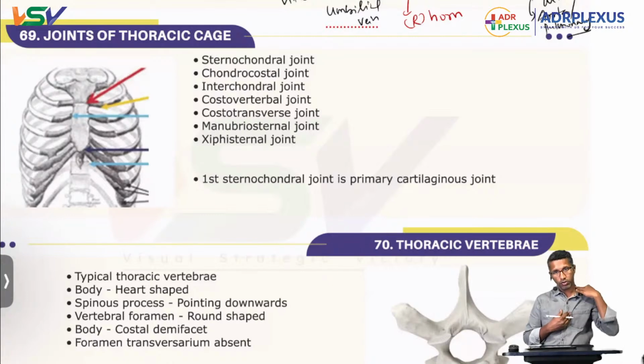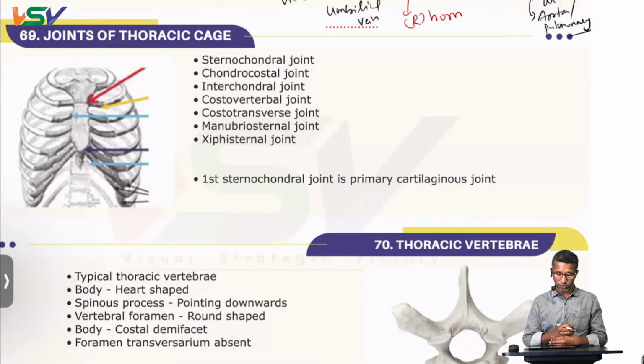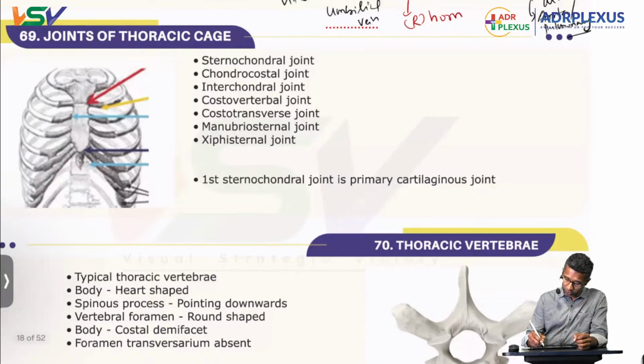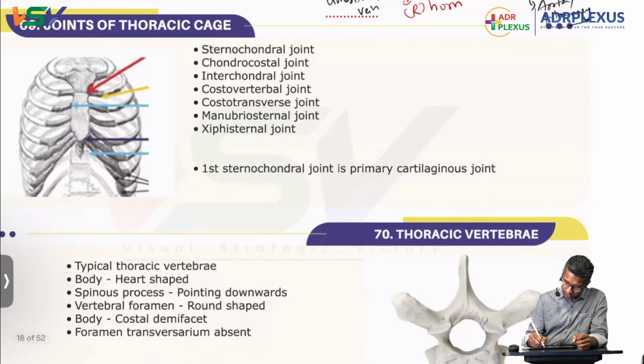On the anterior part, you've got the sternum, and they are connected by the ribs. I'm just going to draw a simple schematic diagram. This is the vertebra, and let us consider this is the sternum.